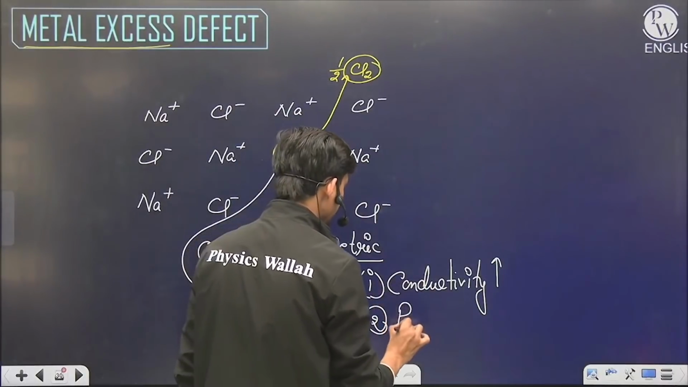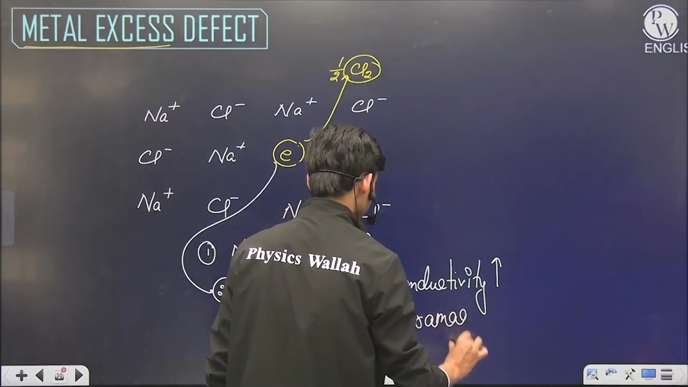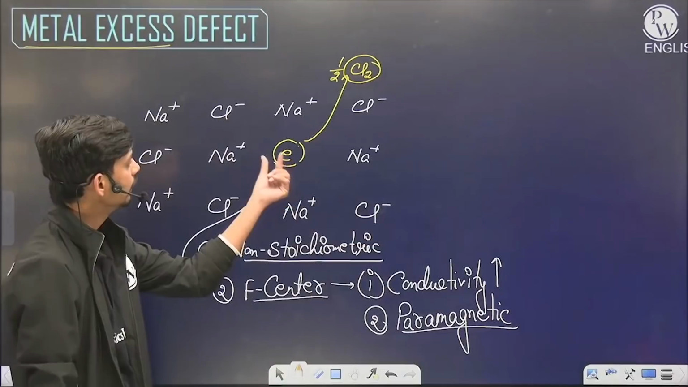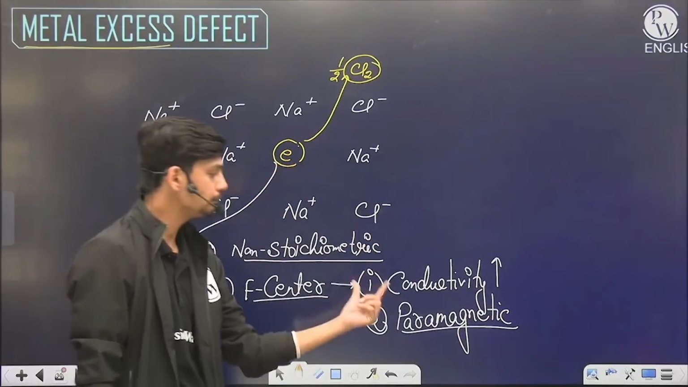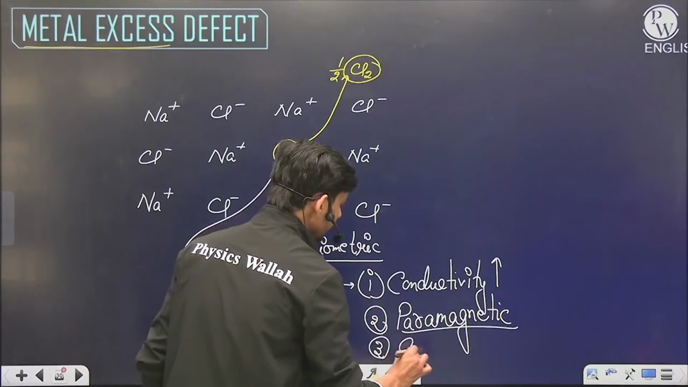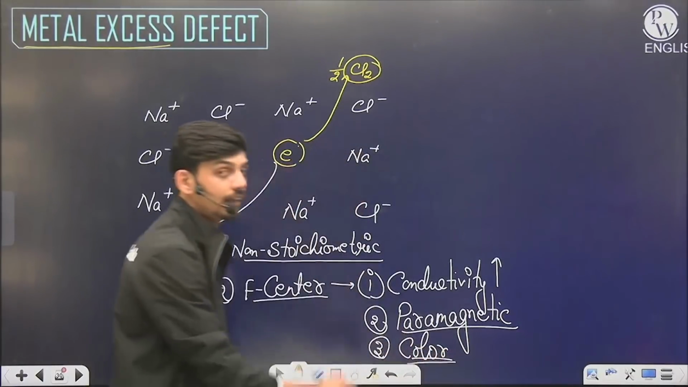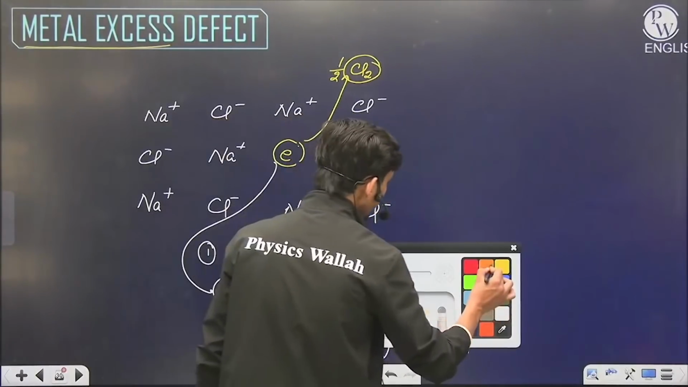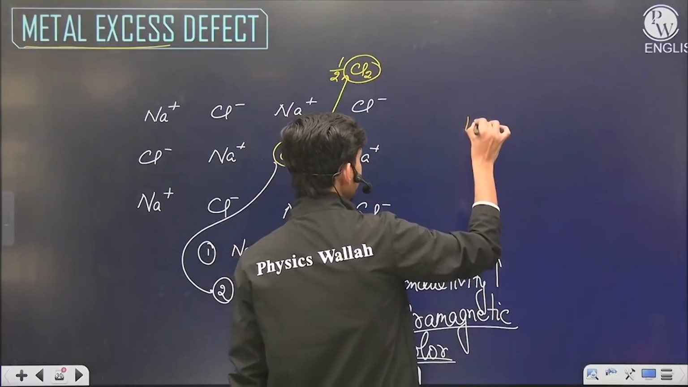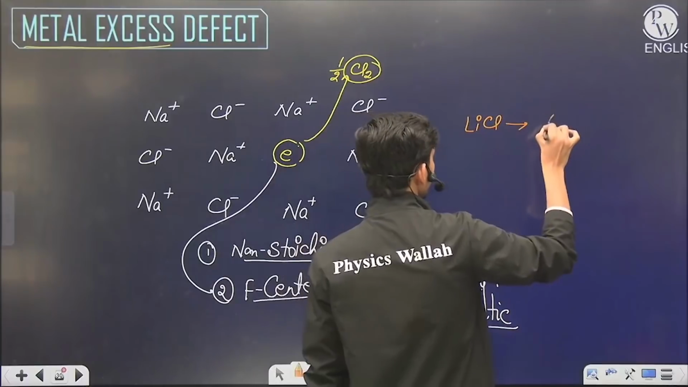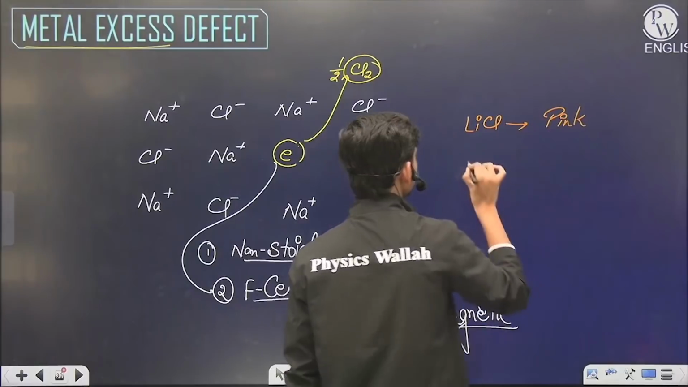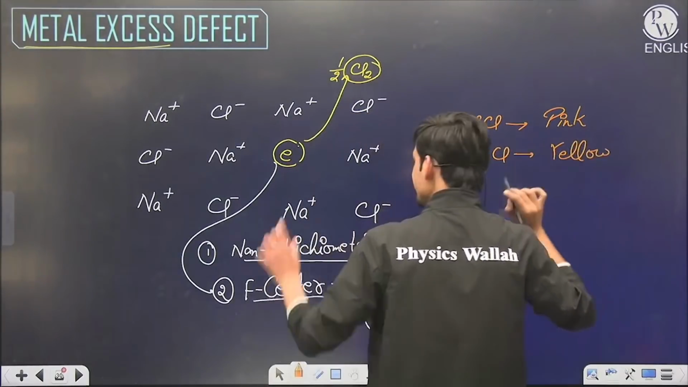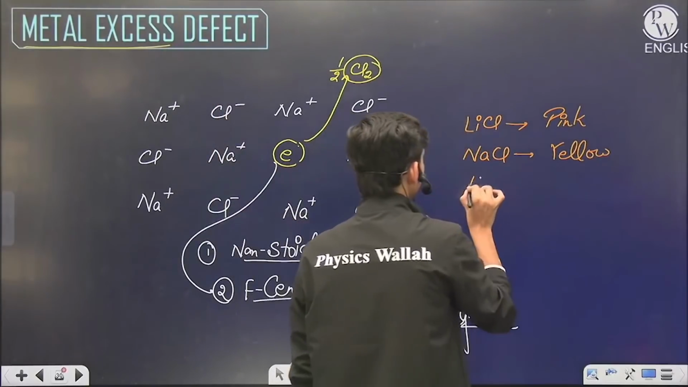Second, it makes the particle or solid paramagnetic. We will study the magnetic property in the upcoming section. That means this unpaired electron makes the molecule paramagnetic. And third, due to this paramagnetic electron, the solid shows color. It absorbs and emits photons in the visible region. For example, when LiCl has such a defect, it shows pink color. NaCl having such a defect shows yellow color. Due to this F center or metal excess defect, KCl becomes lilac.